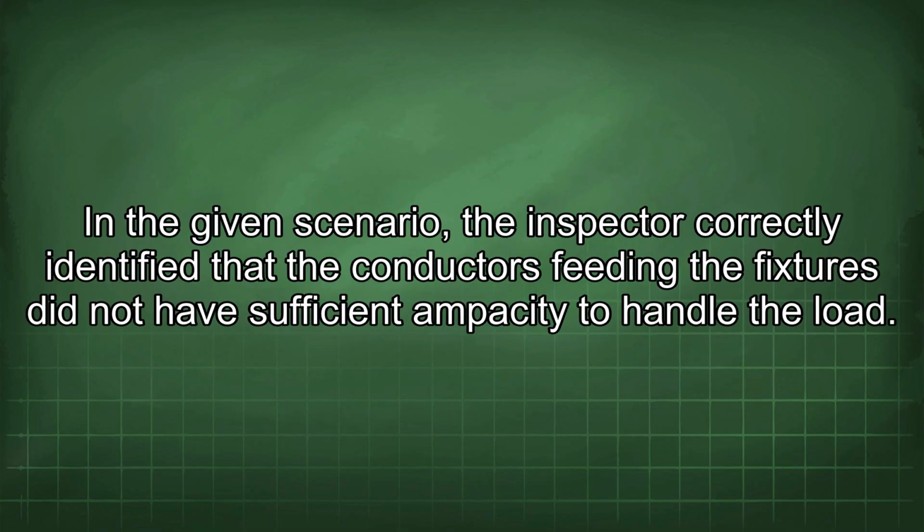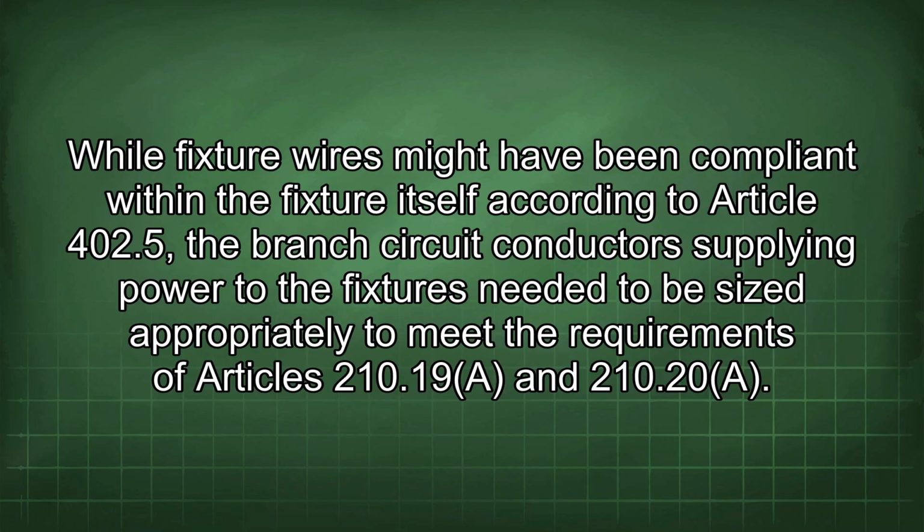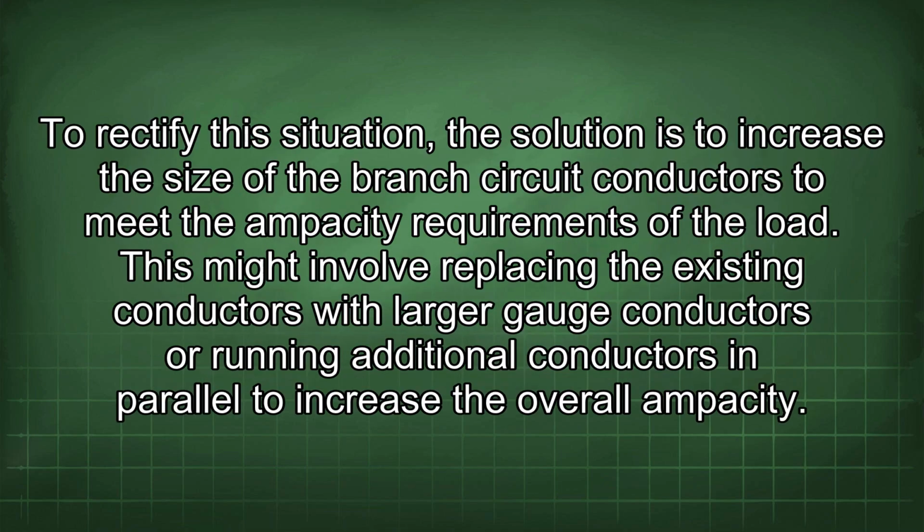In the given scenario, the inspector correctly identified that the conductors feeding the fixtures did not have sufficient ampacity to handle the load. While fixture wires might have been compliant within the fixture itself according to Article 402.5, the branch circuit conductors supplying power to the fixtures needed to be sized appropriately to meet the requirements of Articles 210.19 and 210.20(A). To rectify this situation, the solution is to increase the size of the branch circuit conductors to meet the ampacity requirements of the load.